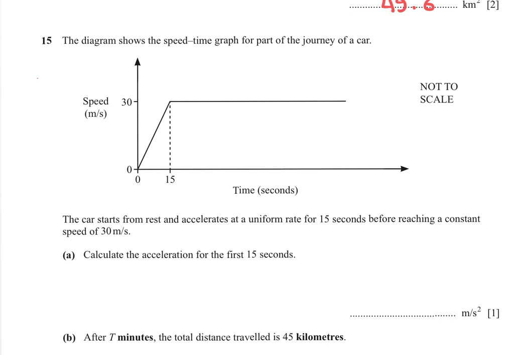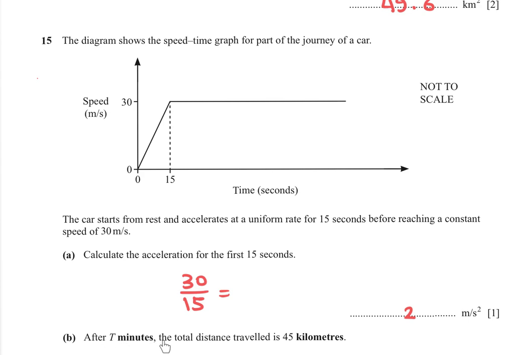How to find the acceleration? Rise over run, or take 2 points: y2 minus y1 over x2 minus x1. Rise over run is easier: 30 over 15. So 30 divided by 15 equals 2 meters per second squared. Okay.